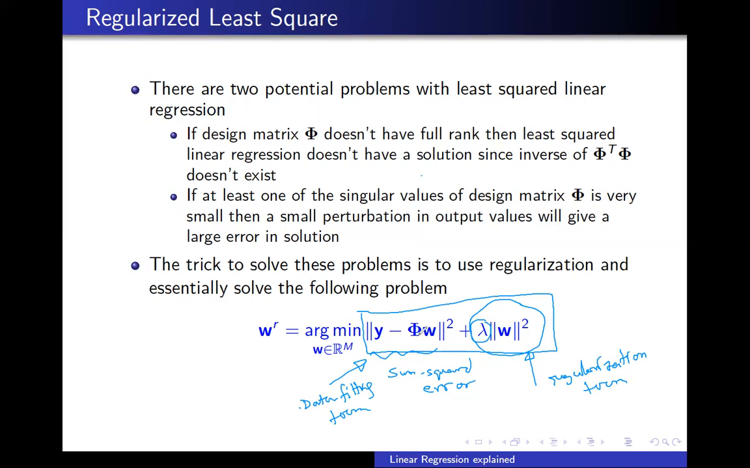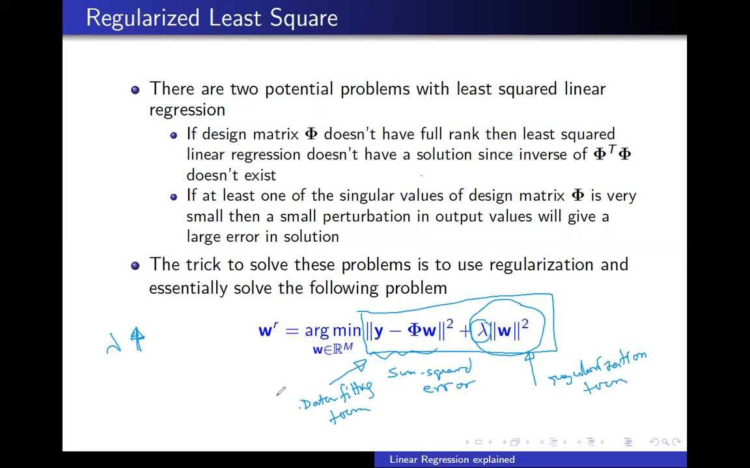A very easy way to think about it: if lambda is very, very high, meaning I'm increasing this upward, then in order to minimize this, we'll make sure that the second quantity is actually very small. And when the second quantity is very small, essentially we're saying that the norm of W should be very small. So W is going to have a small norm.